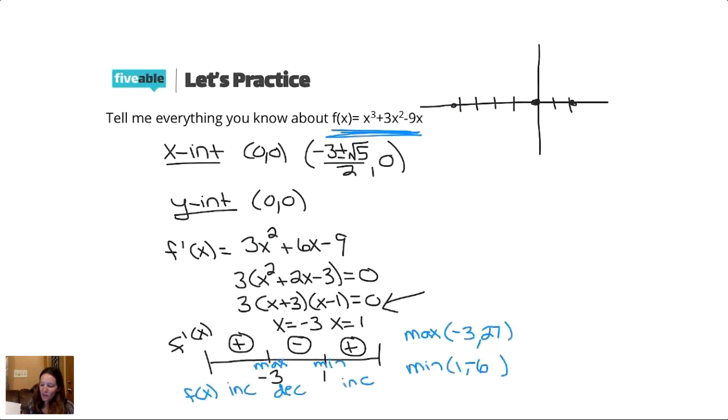So we now can add to our graph that we have a minimum at -3, -6. And sorry, did that wrong. We have a maximum at -3, 27 and a minimum at 1, -6. And I don't really have a scale here because I don't have a lot of room, but we should at least label it so we can tell what they are.